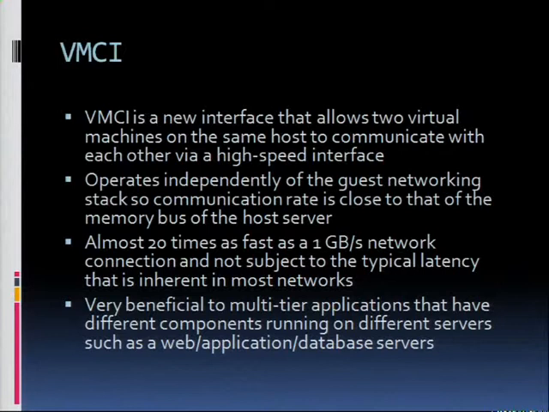The speed is actually based on a calculation, and we can calculate it out. It's typically around maybe 20 to 30 gigabit, compared to the 1 gigabit network speed. It's all based on what type of memory you're running in that host, and how fast that memory is. It's very beneficial to multi-tier applications that have different components running on different servers, such as web, application, and database servers. If you have a multi-tier app and those components are talking back and forth to each other a lot, and typically that's over the network, you can use VMCI instead, and the communication rate between them will be at a much higher rate.